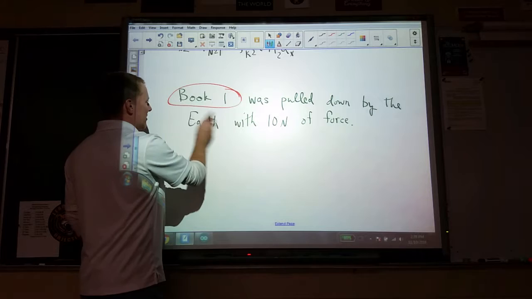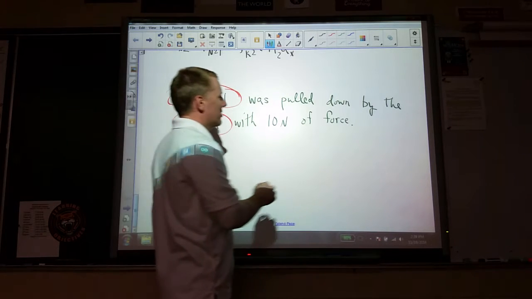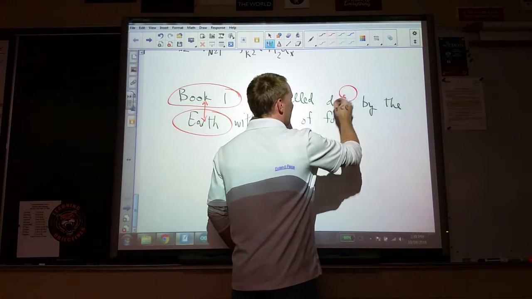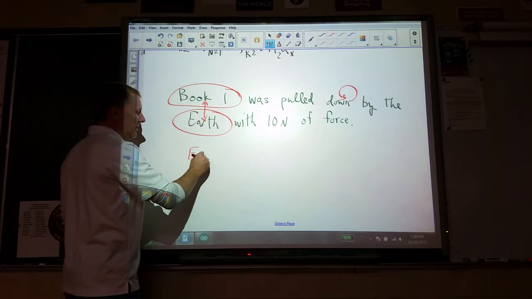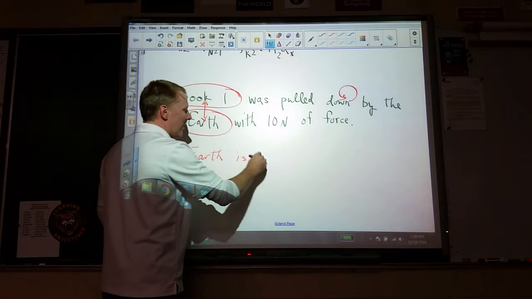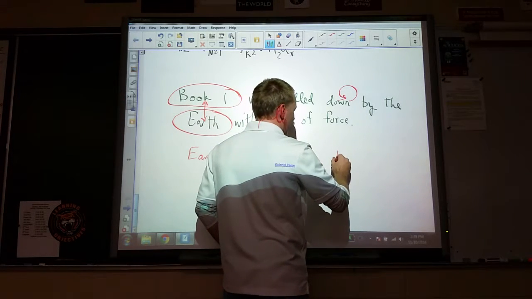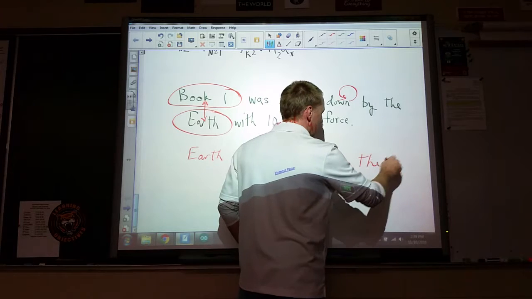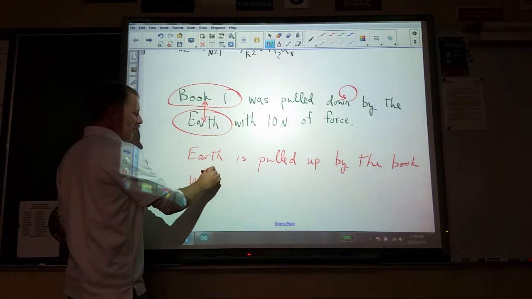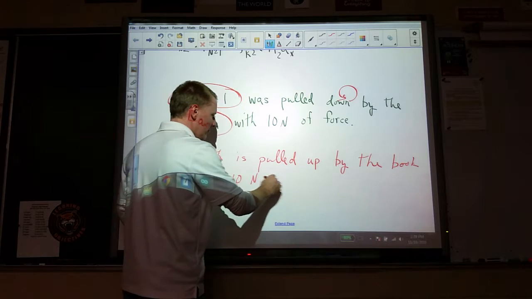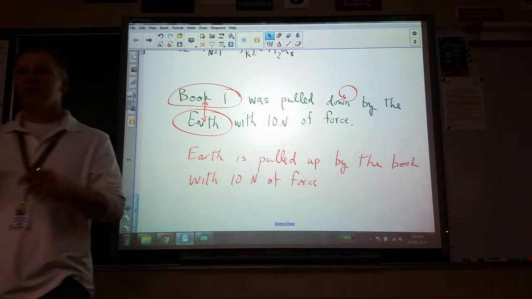So subject, direct object. And then I want to change the direction and flip that around. The equal and opposite force is Earth is pulled up by the book with 10 newtons of force. The equal and opposite forces have to have the same source.